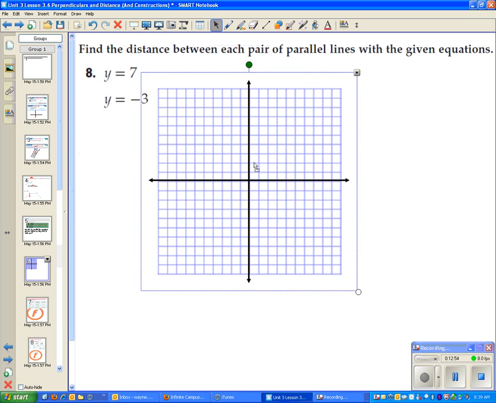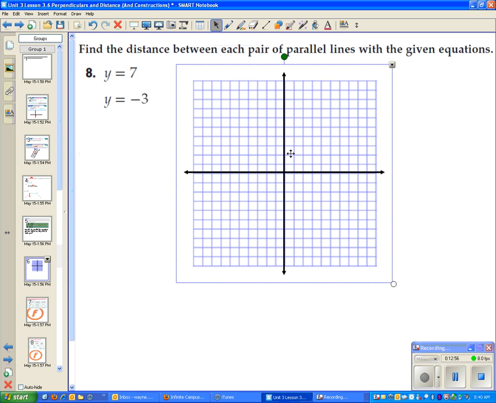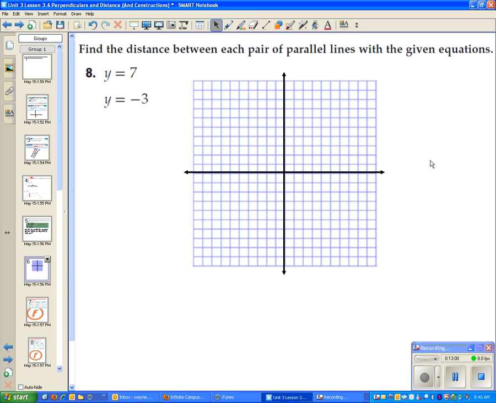Because they don't have an x. It's y equals the y-intercept of each line. It's y equals b. So if I graph y equals 7, 1, 2, 3, 4, 5, 6, 7, and I graph y equals -3, to find the distance between them, I would need a segment perpendicular to them both. And the distance is whatever the length of that segment is.